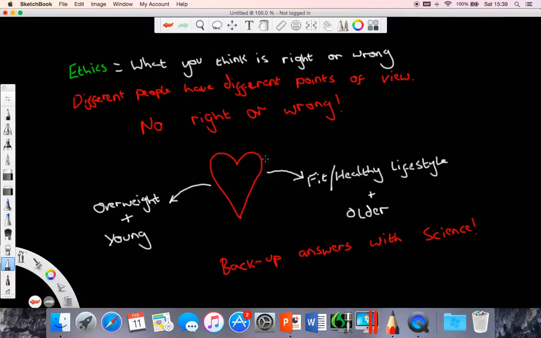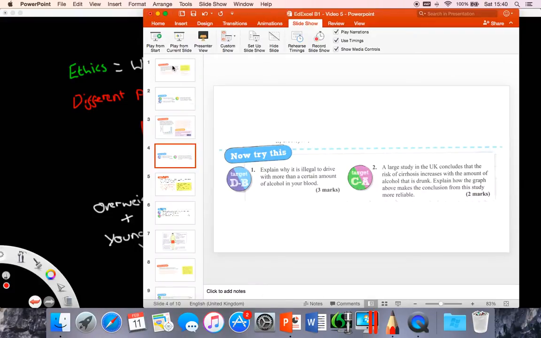Okay? This will only add to your marks, to your answers. Now, you could be asked to see it from the point of view of someone else. Okay? Instead of being asked to come at it from the point of view of the doctor, deciding who to give it to, you could be asked to do it from the point of view of the family of the older, fitter person, or the family of the overweight, younger person. But the point is, you need to be able to justify your arguments, okay? You must always justify your arguments, okay? So let's have a look at a worked example.